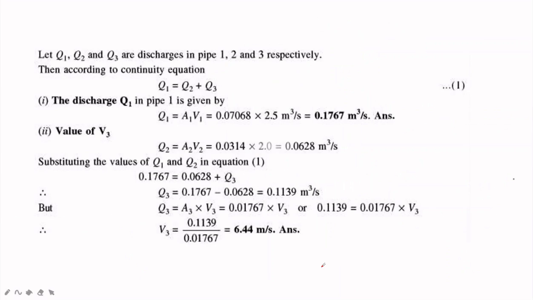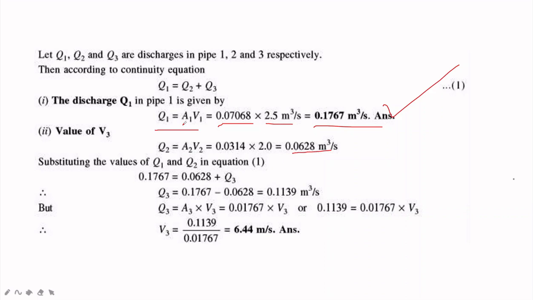So let Q1, Q2, Q3 be the discharges in pipes 1, 2, 3. Then according to the continuity equation, Q1 is equal to Q2 plus Q3. So the discharge Q1 in the pipe is given by A1 into V1. So A1 into V1, we will get 0.1767 meter cube per second. So we got the value of Q1. One part of the problem is over. Now we have to find V3. So Q2 is equal to A2 into V2. So we also got Q2.